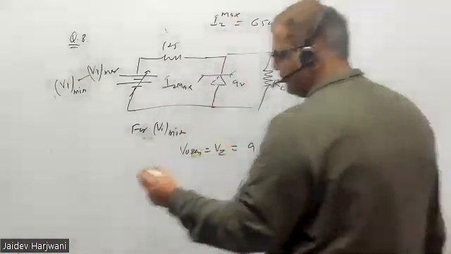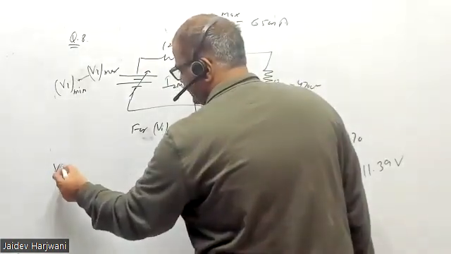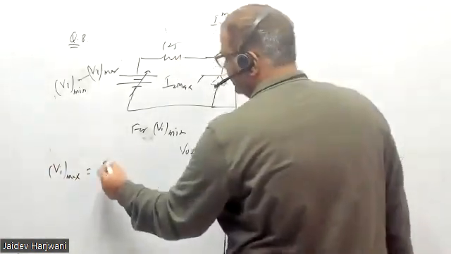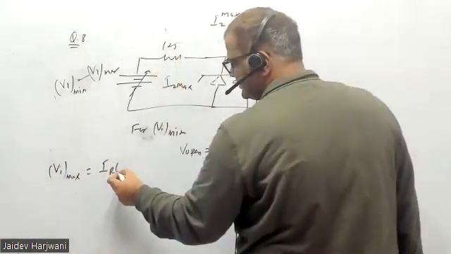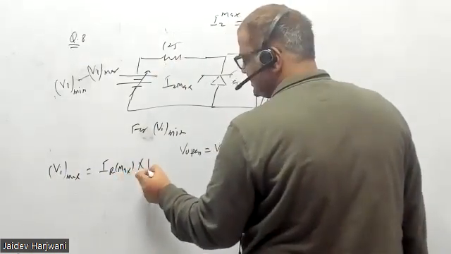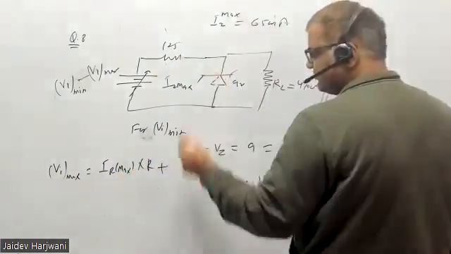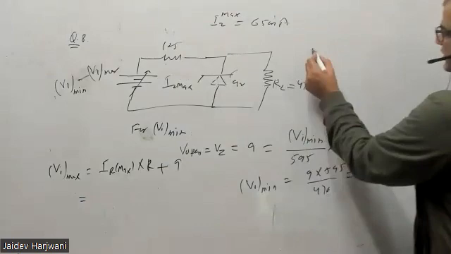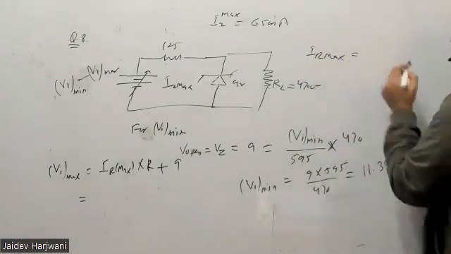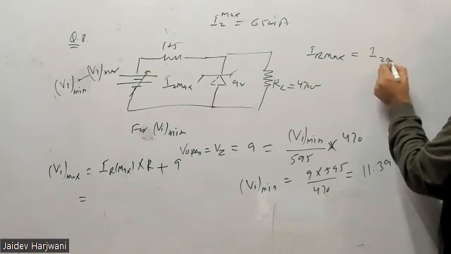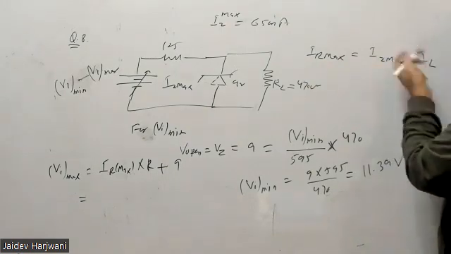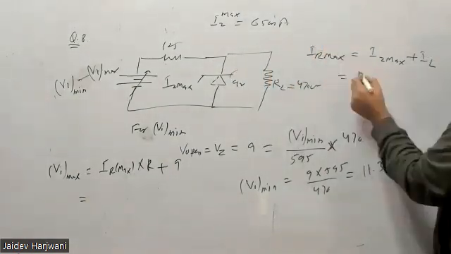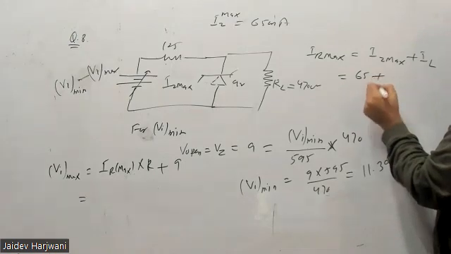Okay, so now I want to calculate VI max. There is a limit of IR max because the resistance is fixed, so the current can only be at most IR max into resistance R, plus this voltage which is always fixed. I am putting this as 9 volt. Now R is fixed. IR max is your IZ max plus IL, and IL is always fixed. IZ max is 65 milliampere plus IL.